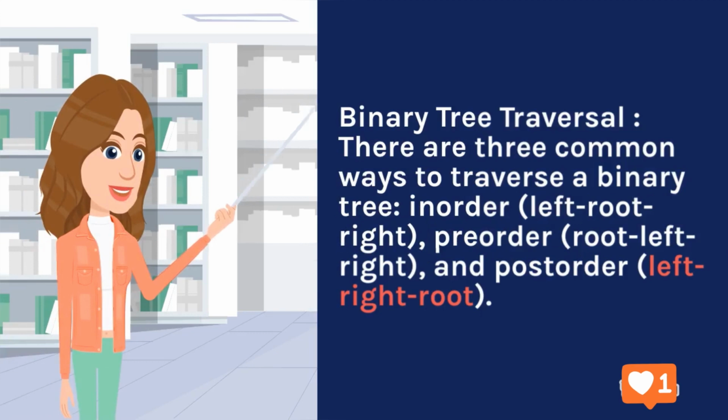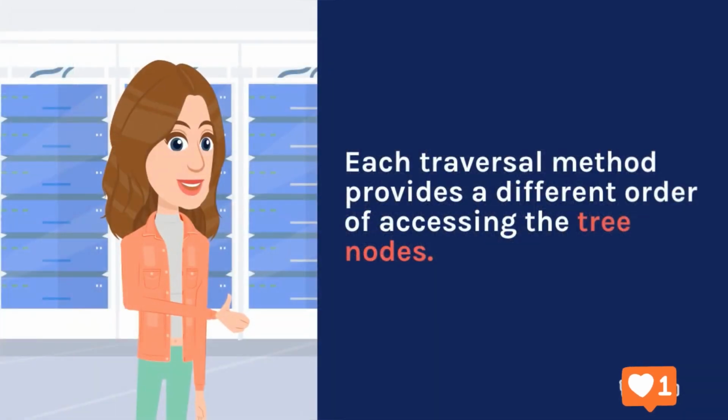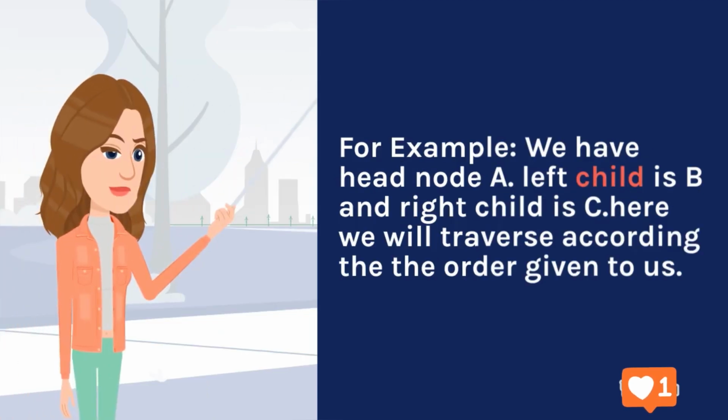Binary tree traversal. There are three common ways to traverse a binary tree: in-order, left root right; pre-order, root left right; and post-order, left right root. Each traversal method provides a different order of accessing the tree nodes. For example, we have head node A. Left child is B and right child is C. Here we will traverse according to the order given to us.